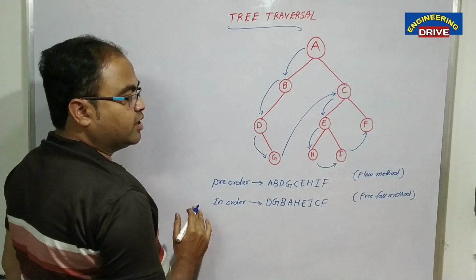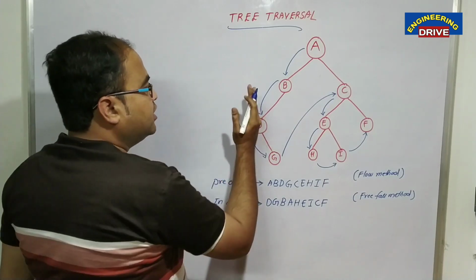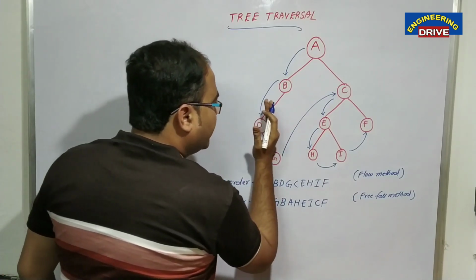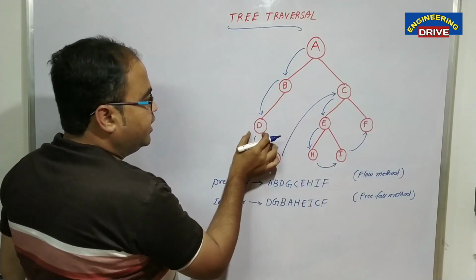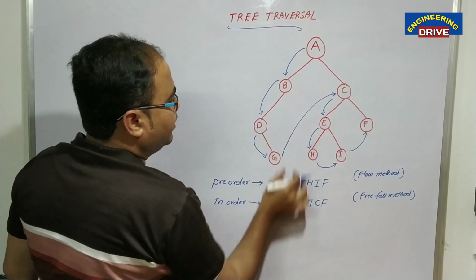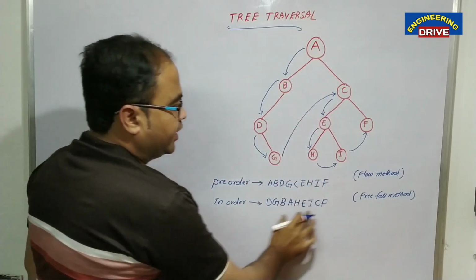So in the free fall method, no need of doing anything. Simply from left to right, whichever nodes come in order, you write down those nodes. Simply you take the node and fall it. D, you fall it. G, you fall it. B, you can fall it. A, directly you write down.